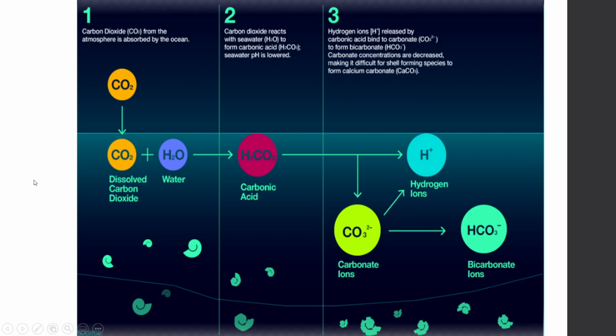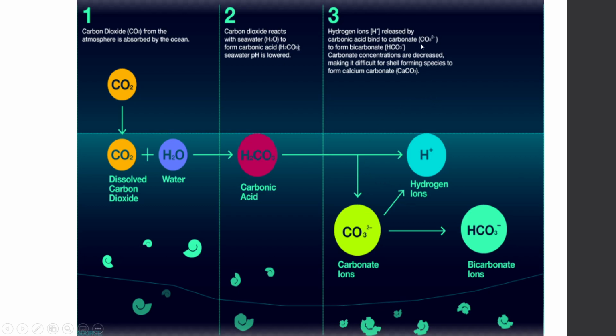All right, so here's the process, right? Carbon dioxide from the atmosphere is absorbed by the ocean. So then dissolved carbon dioxide can bond with the water to form carbonic acid. Okay, so carbon dioxide reacts with seawater to form carbonic acid. It lowers the pH of the ocean. Hydrogen ions released by the carbonic acid will bind to carbonate. This is what happens when acids mix with bases, right?